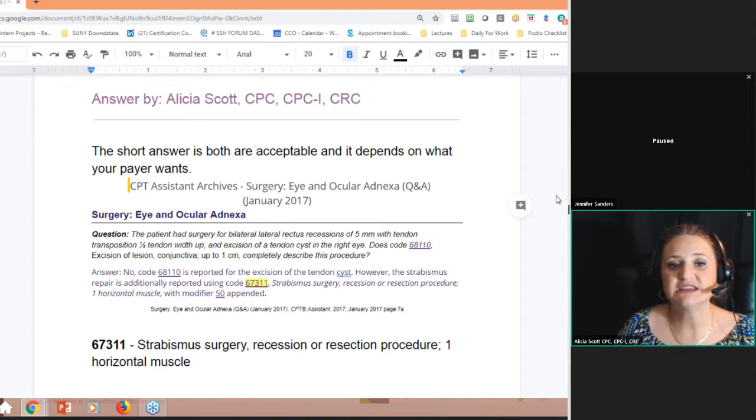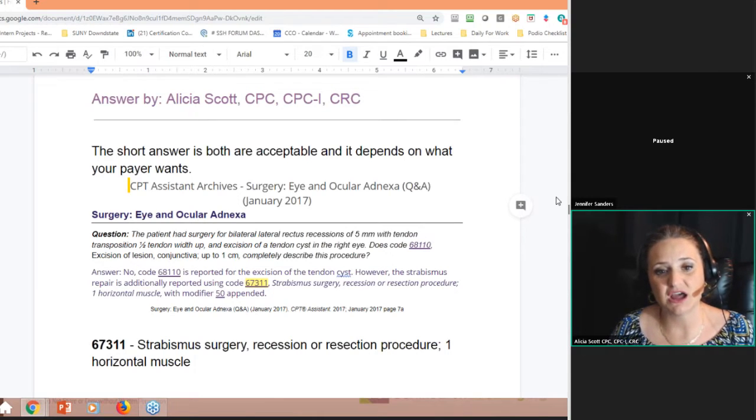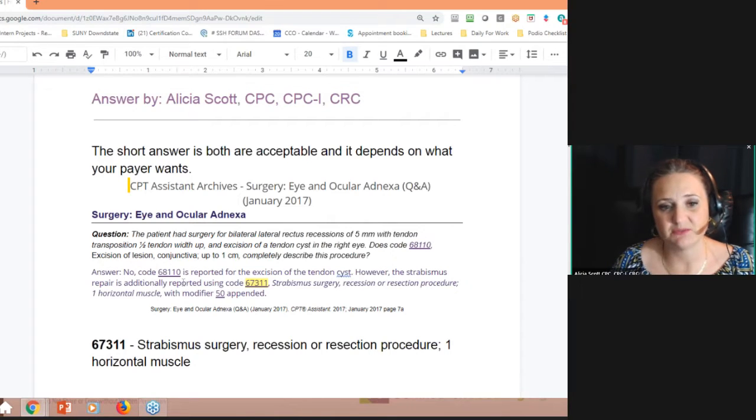I did find this in the CPT Assistant Archives for 2017. And I left this small because I have a lot of information on here. It says the patient had surgery for bilateral rectus resection, a 5 millimeter with tendon, et cetera. That really isn't the pertinent stuff. The question is, does the code 68110, excision of lesion conjunctiva up to 1 centimeter, completely describe this procedure? And then the person goes on to say no, and then it says with modifier 50 appended if they do this on both of the eyes.